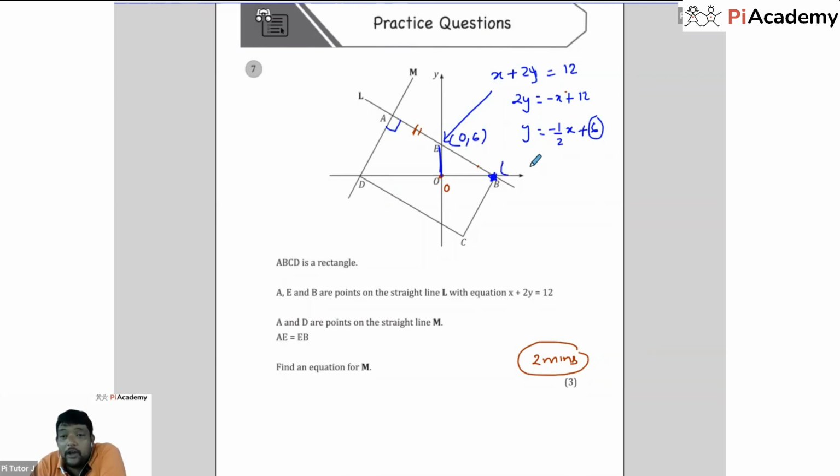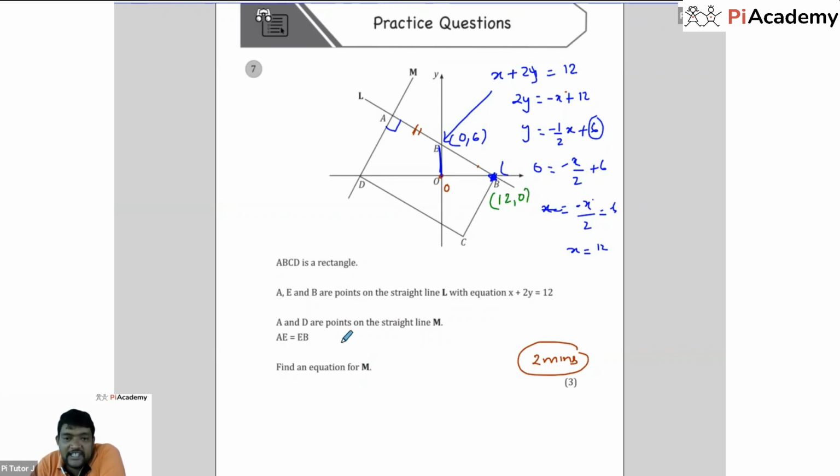So what do you get? This point is on the x-axis, right? So equate y to 0. So you get 0 is equal to minus x over 2 plus 6. So minus x over 2 is equal to minus 6. So x equal to 12, right? Therefore, what would be this point? This is 12 comma 0, right? The y-coordinate is 0. So let me change color. This point is 12 comma 0.